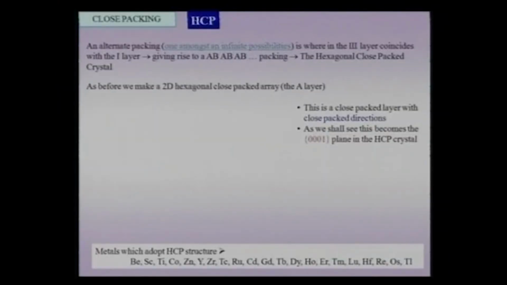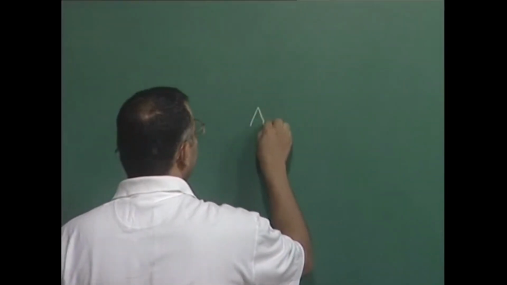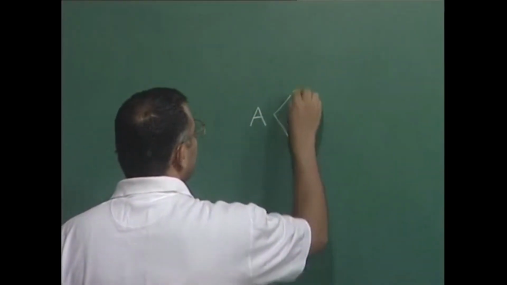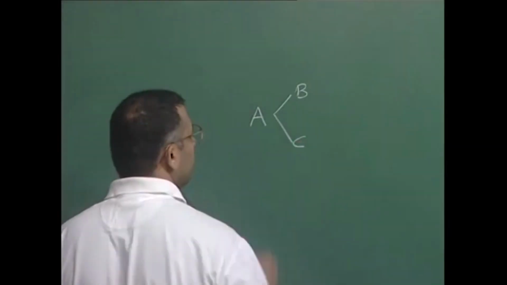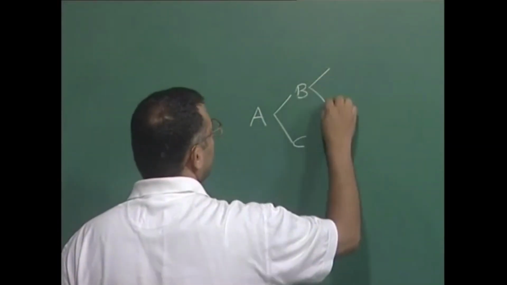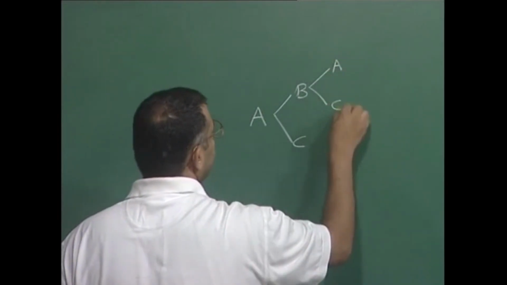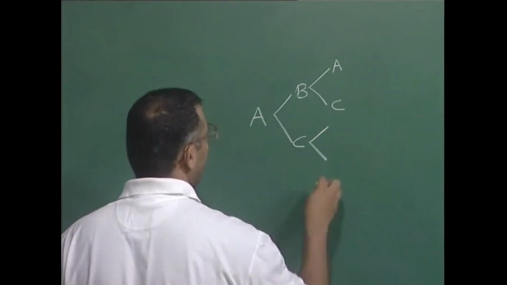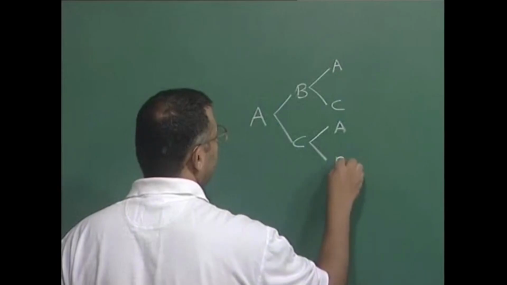So, why are they infinite set of possibilities? Let me explain them on the board. For instance, suppose I start with an A layer, I have two choices for the second layer, which are B and C. Having chosen B as the second layer, I would have two choices for the third layer, which would be A and C. Similarly, for the C layer, I would have a choice of A and B.